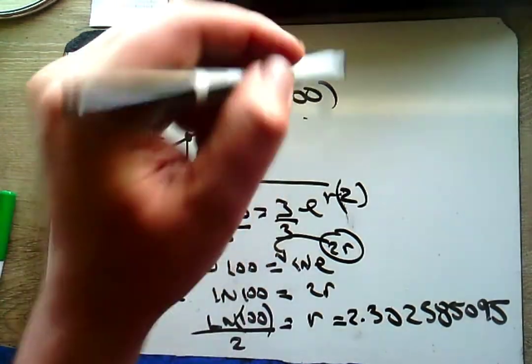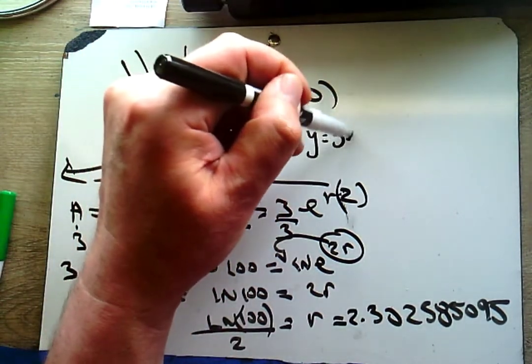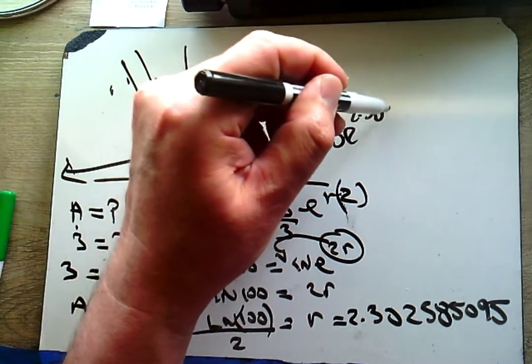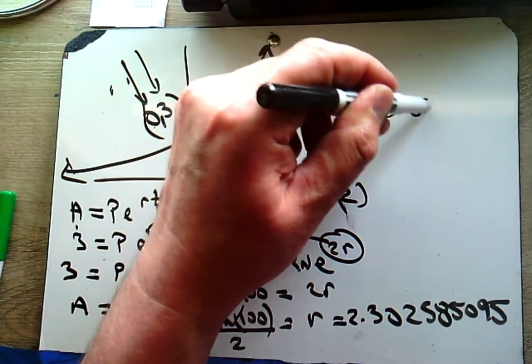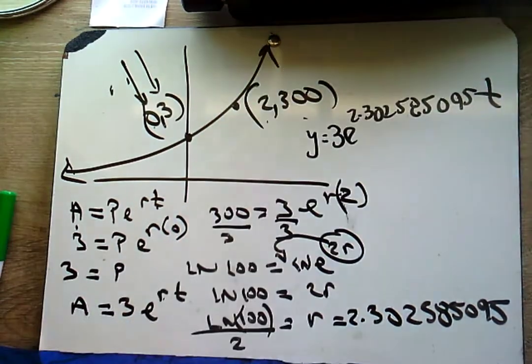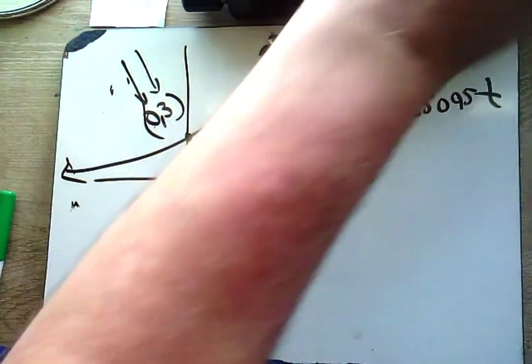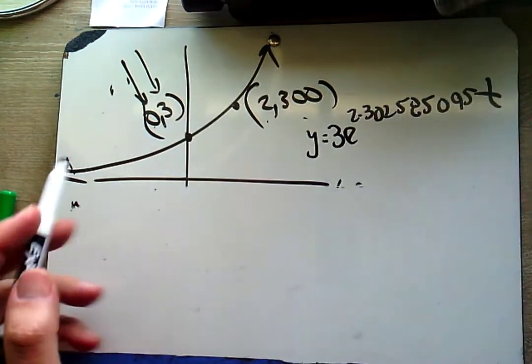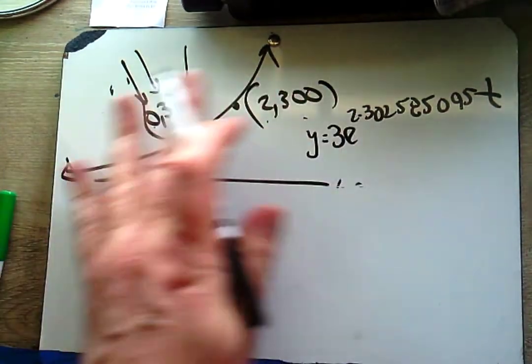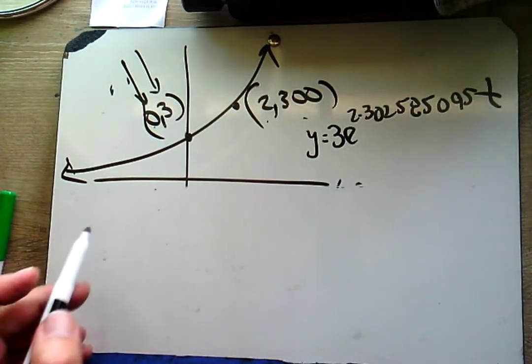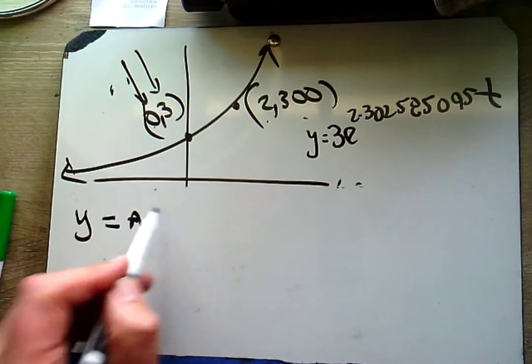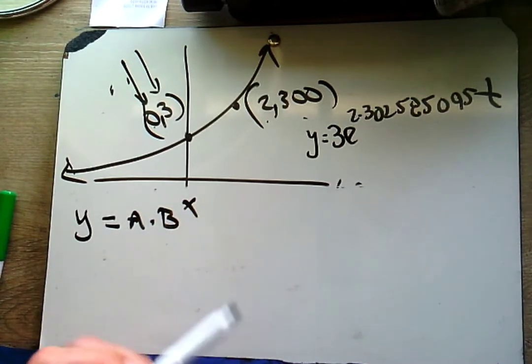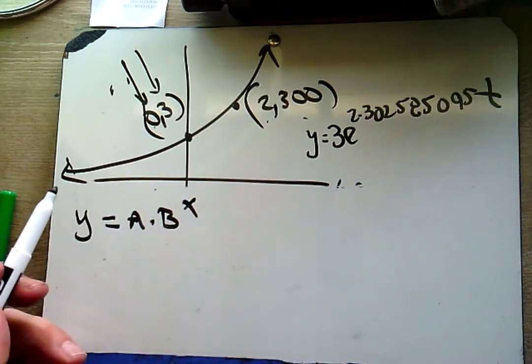So what's this model going to be? Well, it's going to be y equals 3 e to the 2.302585095t. There's our model. I think this is a bunch of work, so let's try this other way. I really like that I can use just that PERT model for so many different things. But generally, when I have points on a graph, I'm thinking about y equals a times b to the x as the method for generating this equation.